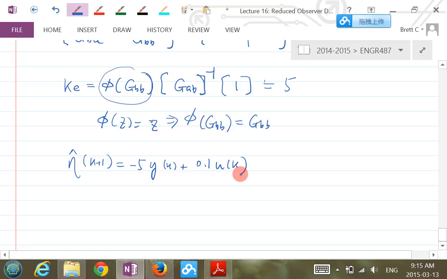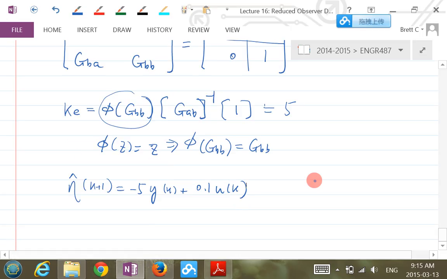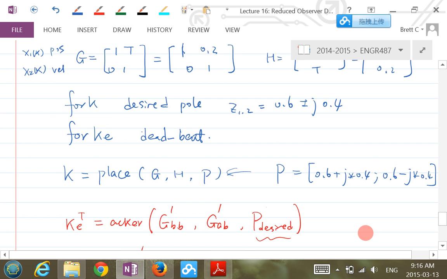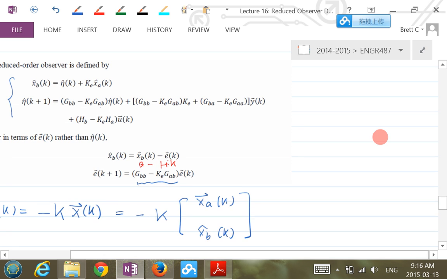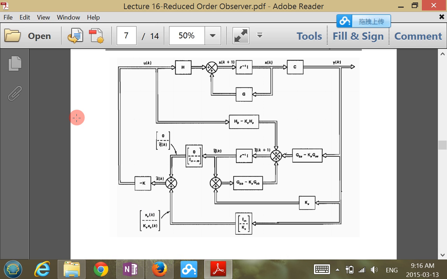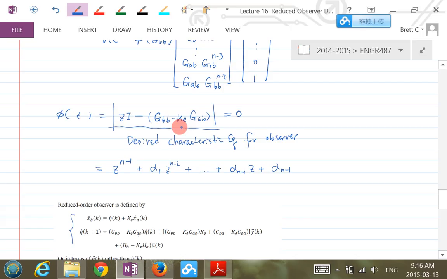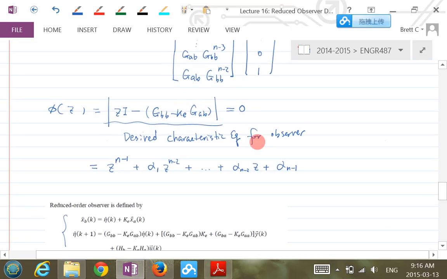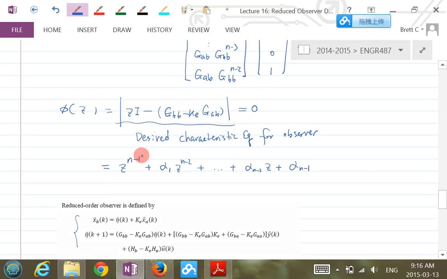Yeah, Brady. Why is the phi of z equal to z? Because phi of z is a desired polynomial, right? If you look at this, this is phi of z. And now your system order is 2. There's only one observable, so z to the n minus 1 is 1. So phi of z is just z here. There's no other things, right? Yeah.